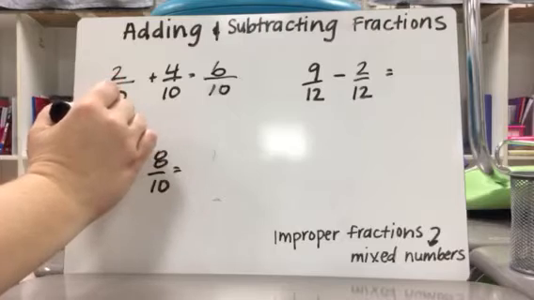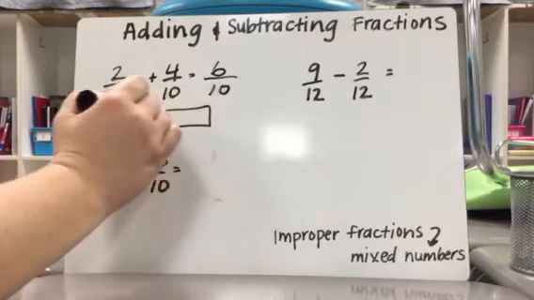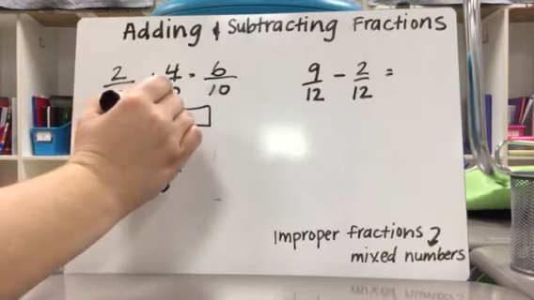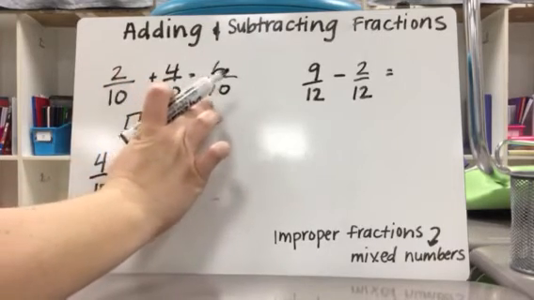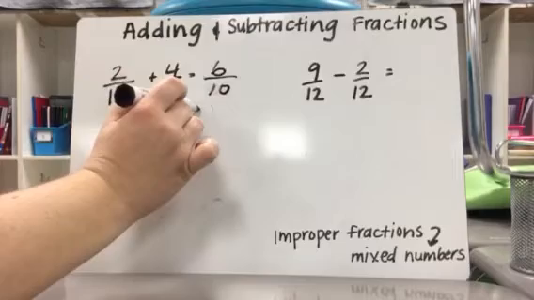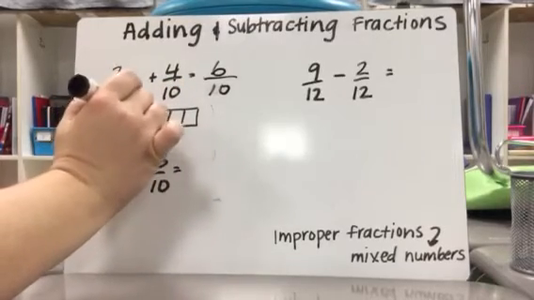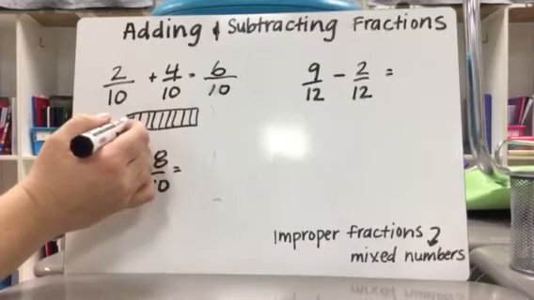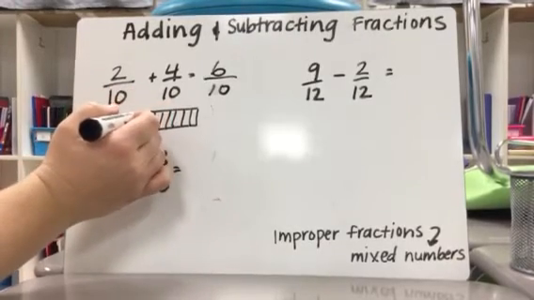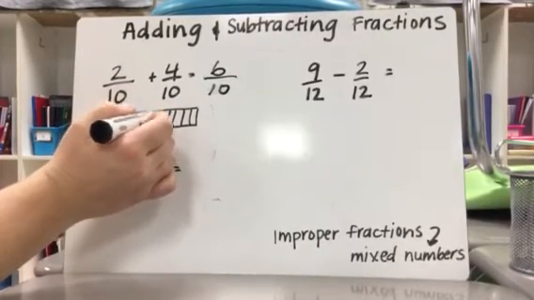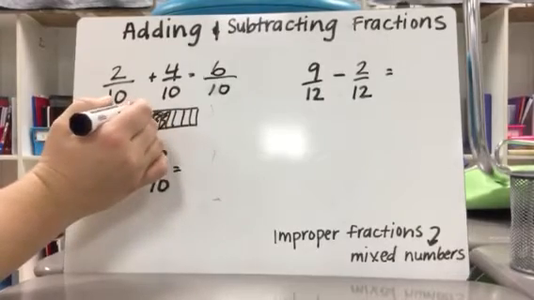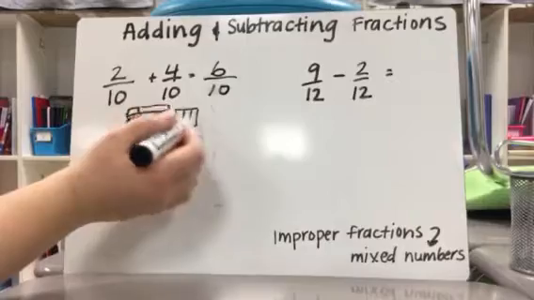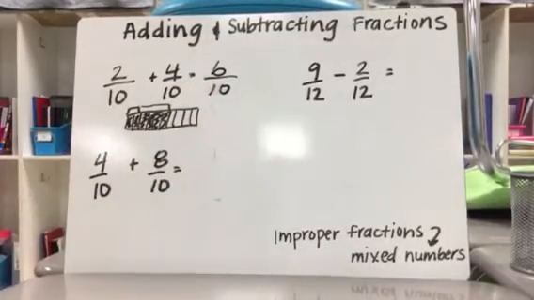If your 4th grader did need to understand this with a better visual, then what they would need to do is they could draw their tenths, and then they could say, okay, I have 2 tenths, and then I'm going to add 4 more tenths. So here's my 2 tenths, and here's my 4 tenths, and in all I have 6 tenths. 6 of the 10 are shaded. So there we have that there.